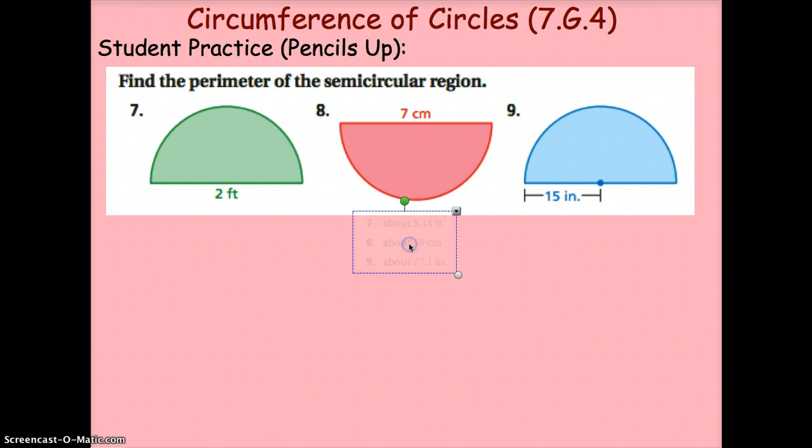Okay, welcome back. Let's take a look. We have number 7, about 5 and 14 hundredths feet. Number 8, about 18 centimeters. And number 9, about 77 and 1/10 inches. Okay, hopefully you were able to get those all correct.